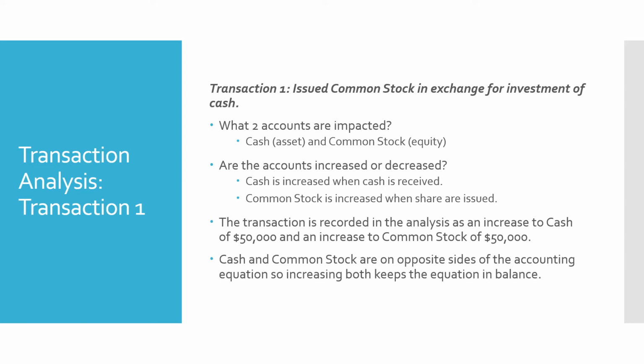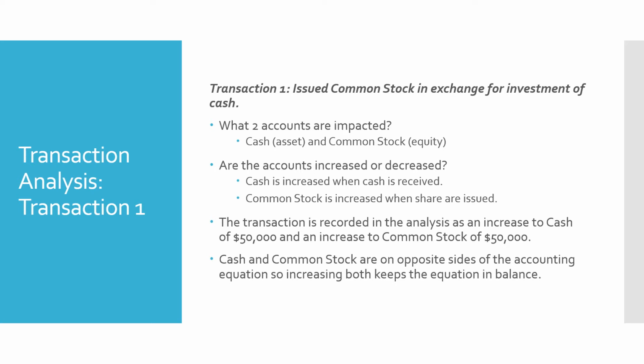So the first transaction is that we're issuing common stock in exchange for an investment of cash by our shareholders. So when investors or stockholders purchase shares of common stock in our company, they are purchasing ownership interest. In general, they're going to be transferring cash into the business, and the business is going to issue shares of common stock in exchange.